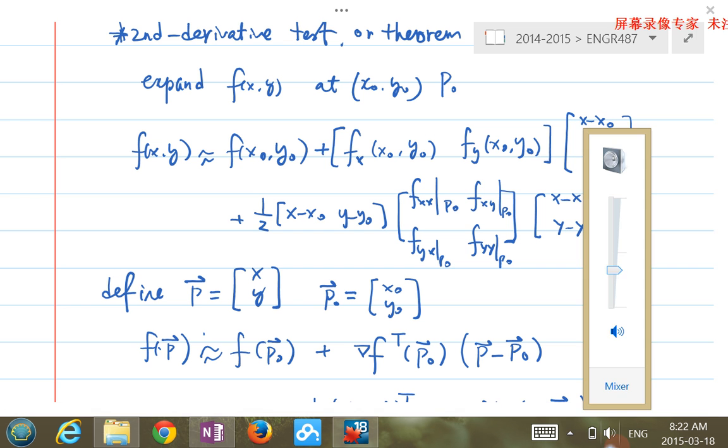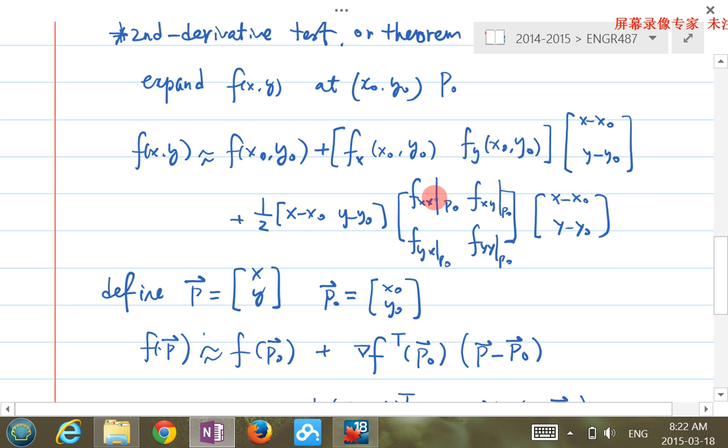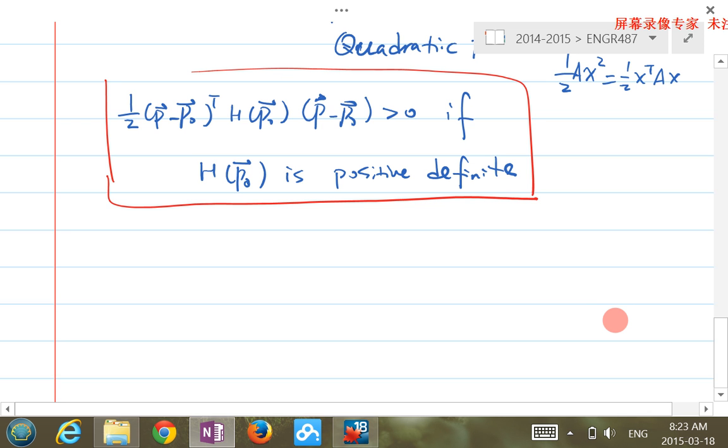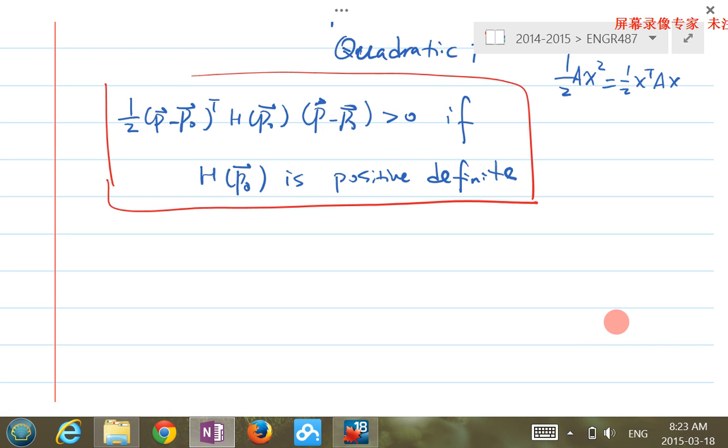This matrix H here is actually what? A symmetric matrix. As long as you have a continuous function, if the second derivative is continuous, then fxy is equal to fyx. There are situations where it's not continuous, and these two are not the same. But anyway, if we deal with a nice function, then this is a symmetric matrix. So we're dealing with a function of two variables.